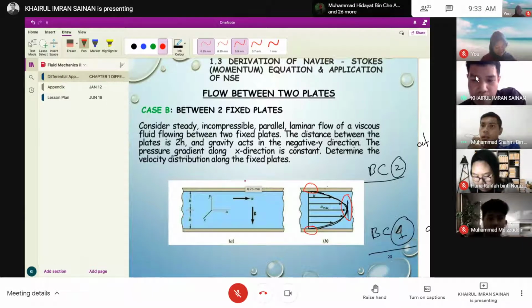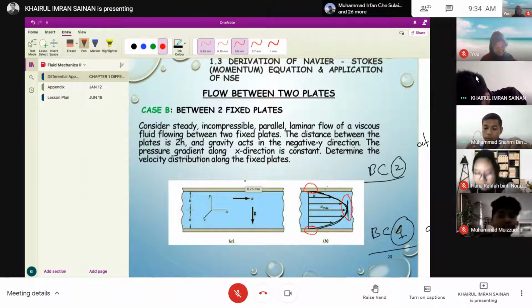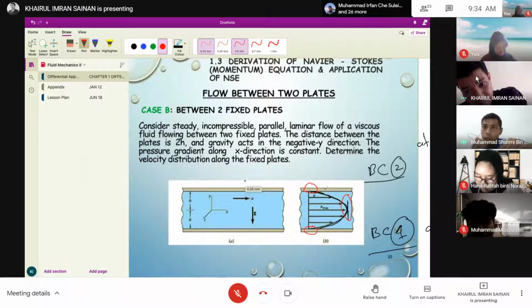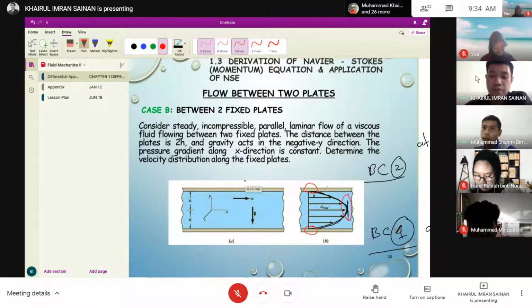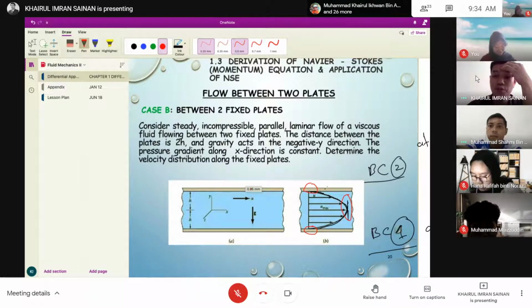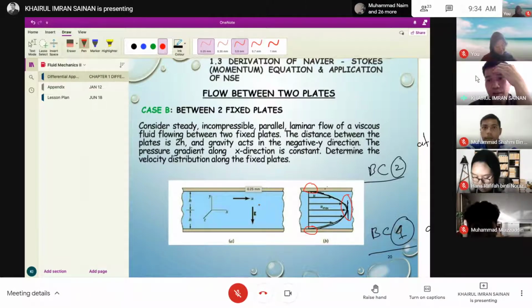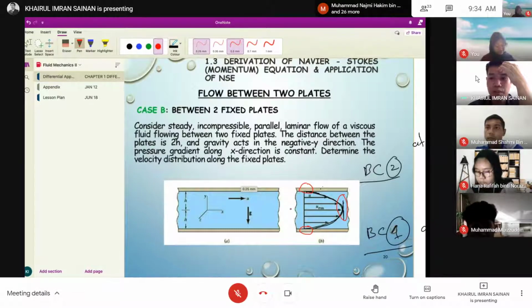Yes, sir. Now clear. Y equals H. Yes, correct. U equals 0. Yes, very good. So at y equals h, u equals 0. Thank you, Syahmi. That is BC number 1 and BC number 2.